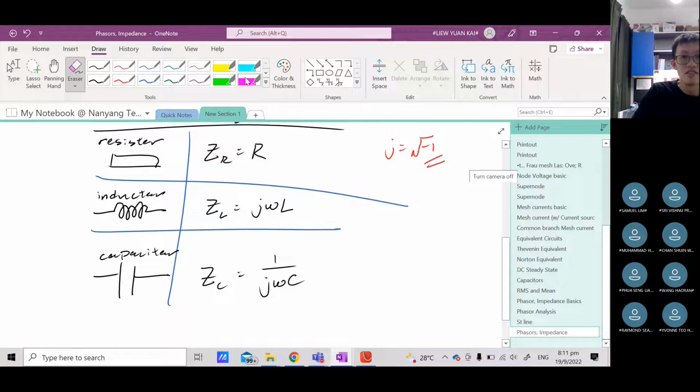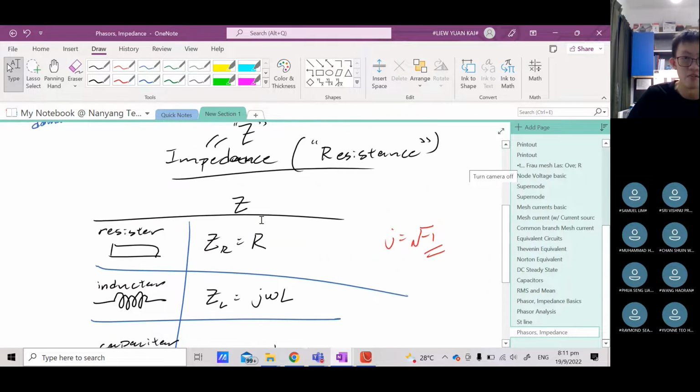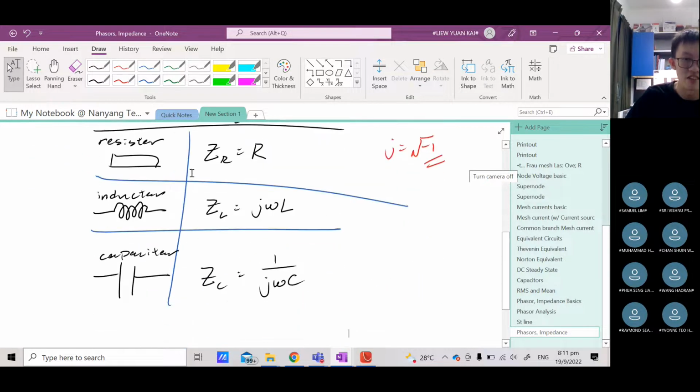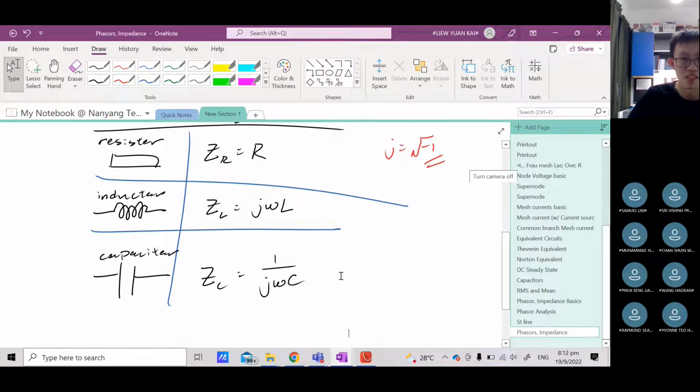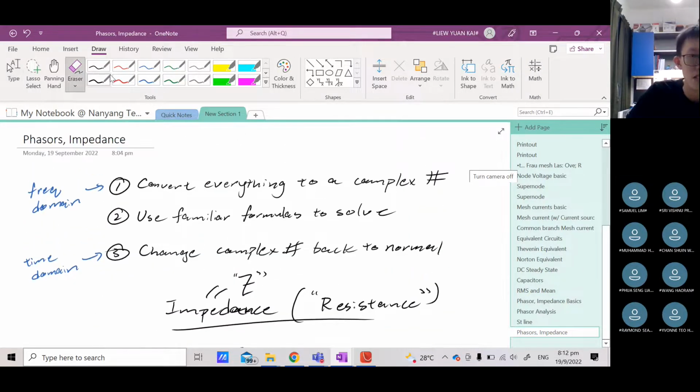Okay, so you have to remember this table because these are not provided to you. The impedance of the resistor is its own resistance. The impedance of an inductor is given by j omega L. The impedance of a capacitor is given by 1 over j omega C. Remember these 3 formulas, and then we will now move on to explaining this table.